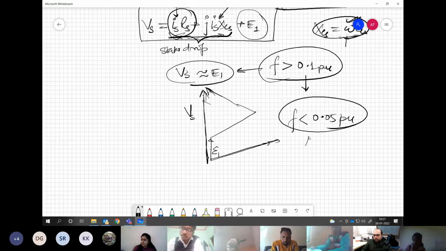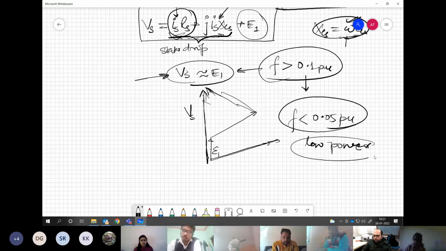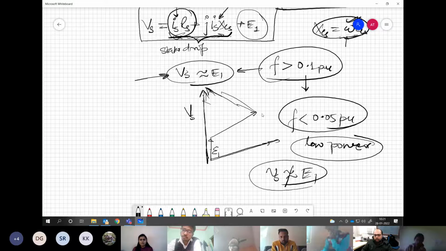And particularly for low power motors, where the rotor resistance is significant. For high power motors, we have a small value of resistance. So this approximation may be valid even for very small frequency as well. But for low power motors particularly, this approximation doesn't hold good. Now, this is not true. We have a lot of resistance drop coming over there. Understanding my point?